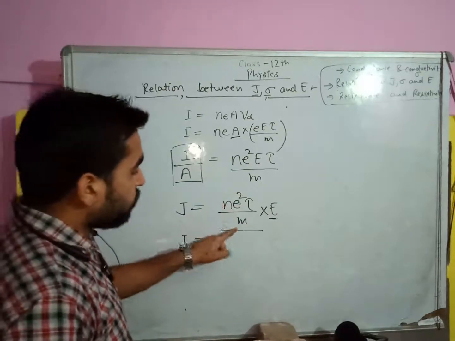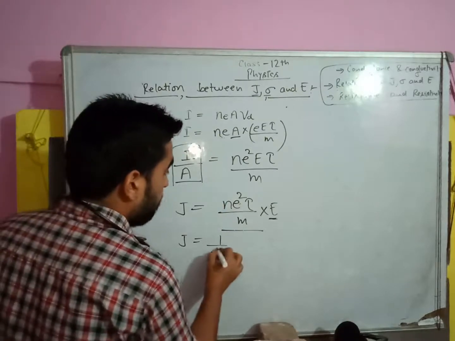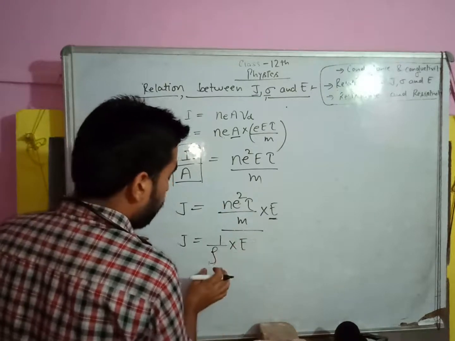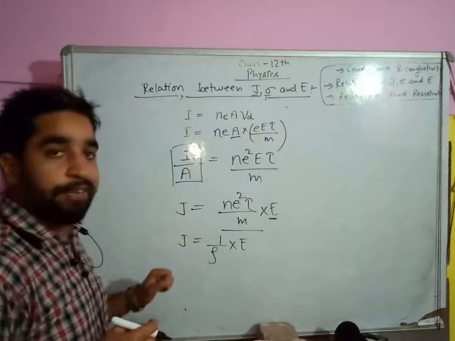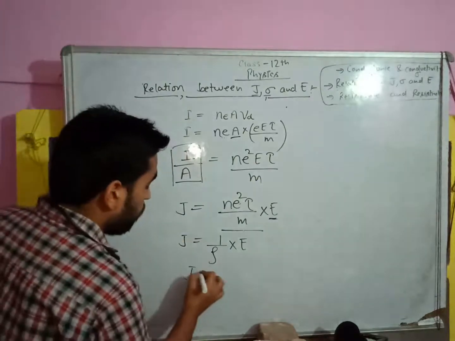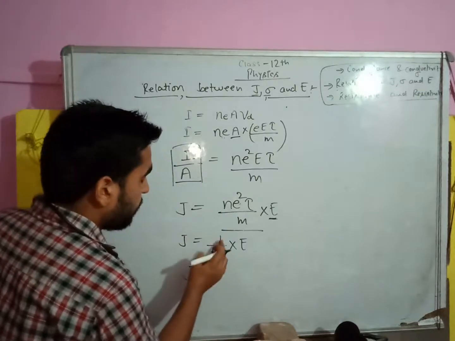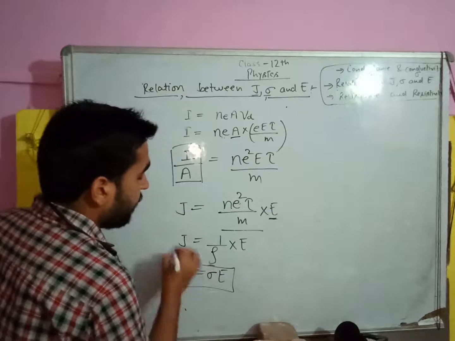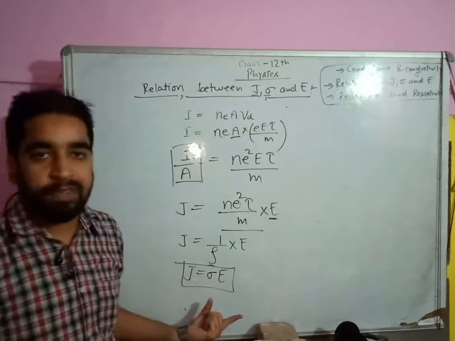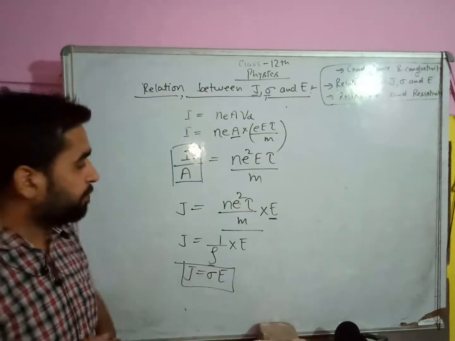And this is nE²τ/m, so this will be 1/ρ times E. But we know what the value of 1/ρ is: 1/resistivity is conductivity. So if we substitute the reciprocal of resistivity, which is conductivity, J is equal to σE. That's a very fine relation. You have to learn this.